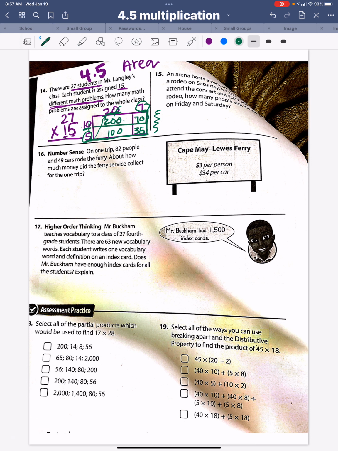All right, so now we got to add our partial products. So 200 is a partial product. 100 is a partial product. 70 is a partial product. And then 35 is a partial product. Okay, so 200 plus 100 is 300. And then 70 plus 35 is 105. And now I've got to add 300 plus 105, which is 405.